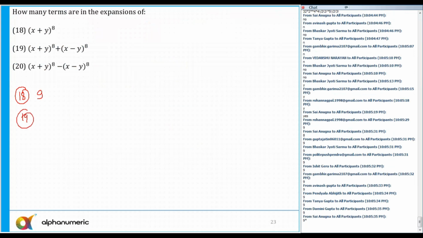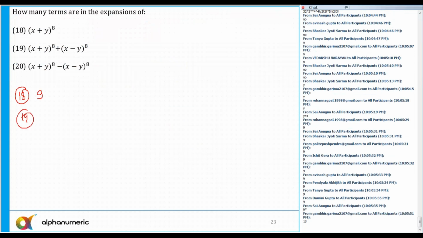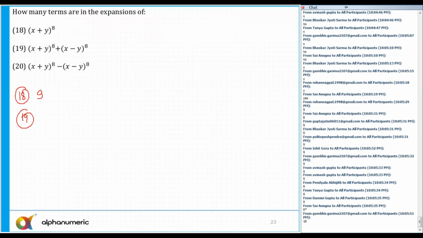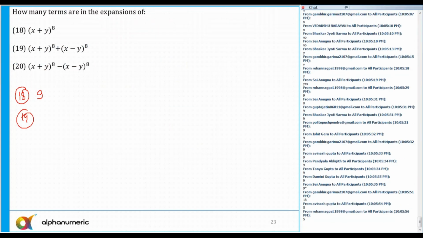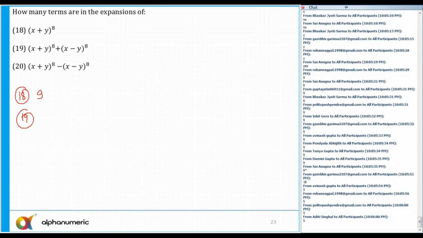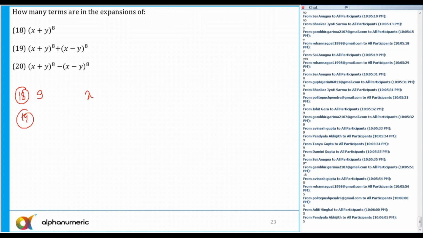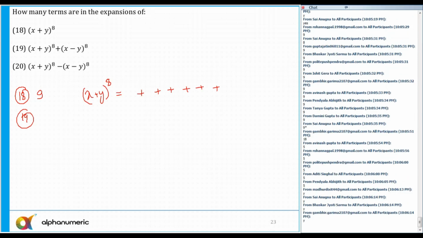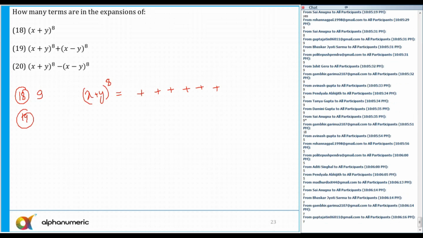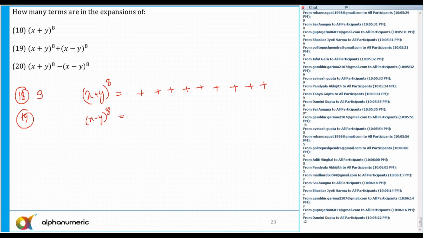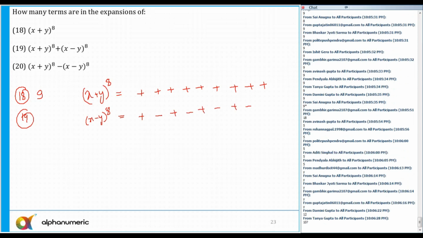What is the answer for question number 19? What is the total number of terms in the expansion of this? No, it is a plus. Now, when it says x plus y raised to power 8, there will be a total of 9 terms. Can you see all the 9 terms will be positive? Yes or no? 4 plus 2, 6, 7, 8, and 9. All the 9 terms will be positive. And in the expansion of x minus y raised to power 8, the first term is positive, the next term will be negative, positive, negative, positive, negative, positive, negative, positive.